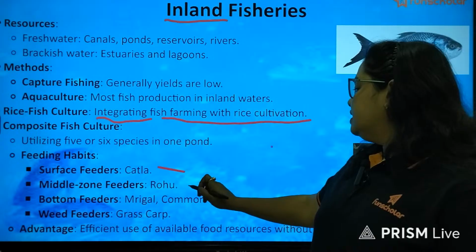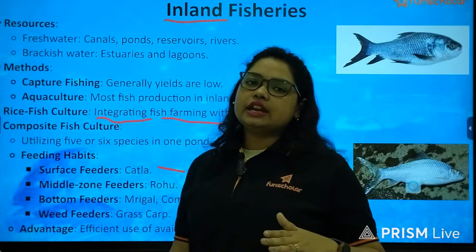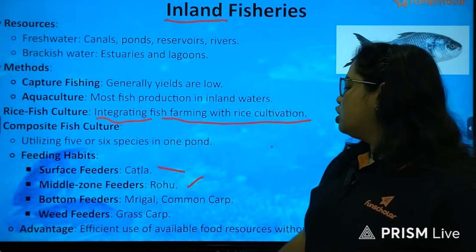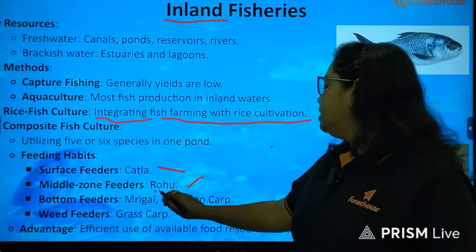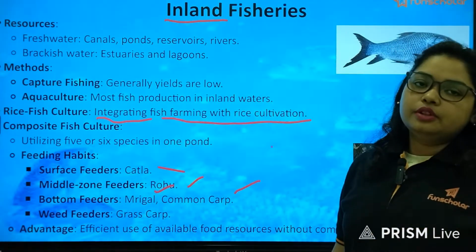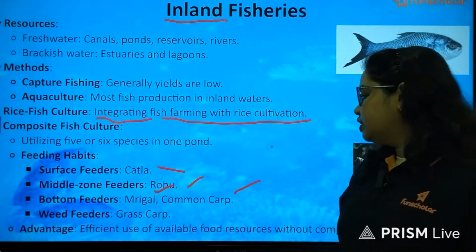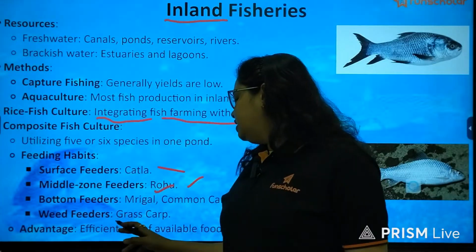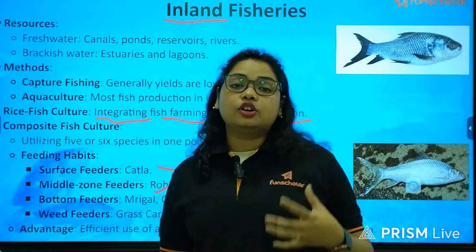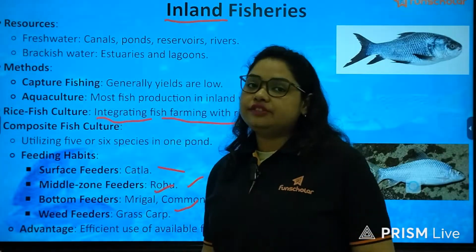Middle zone feeder is rohu. So rohu stays beneath katla. So it actually feeds at that zone. The second zone, then we have got bottom feeders, which will include mrigal and common carp. So they stay at the bottom of the pond, and so 3 layers are occupied by 3 species of fish. And lastly, the weed feeders, such as the grass carp, they actually feed on the weeds that grow on the pond bed. So they are called the weed feeders.